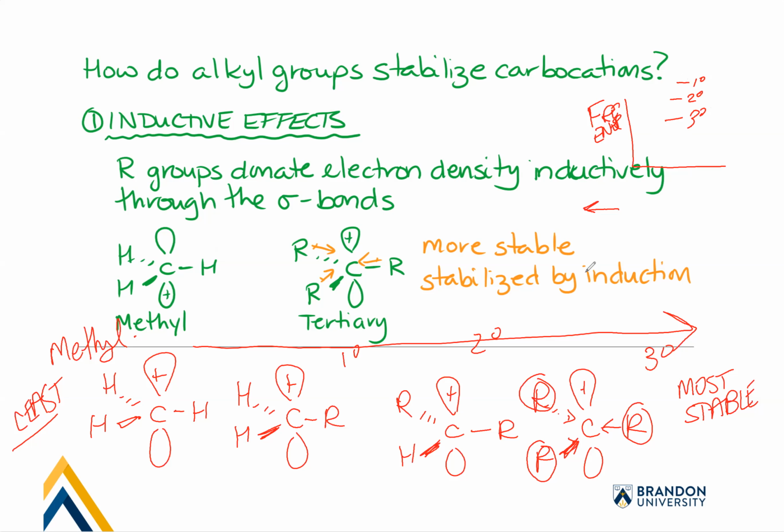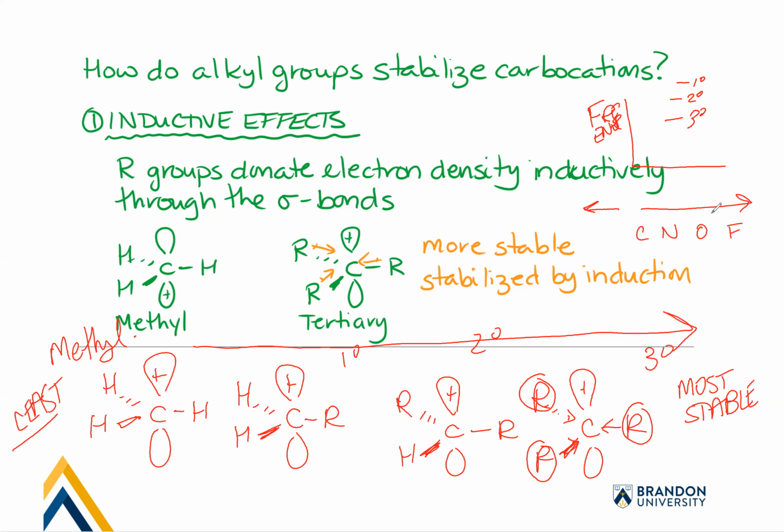Okay, so there's a question in chat. Why do they donate electron density? So this is basically differences in electronegativity. We've got carbon, nitrogen, oxygen, fluorine, right? So electronegativity is increasing as you go this way.